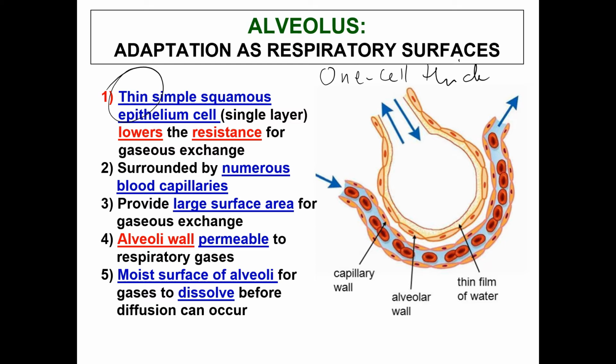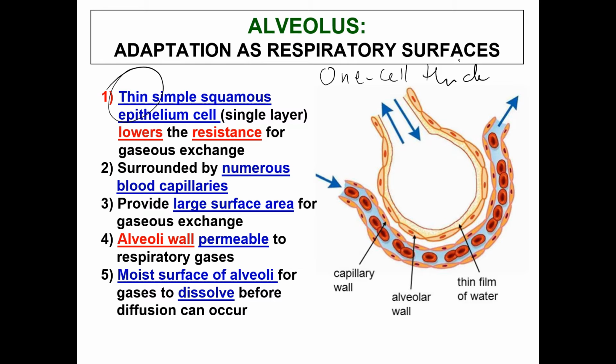The epithelial tissues that make up the surface of the alveolus are simple squamous epithelium cells. You know, we have learned this before. So they are very thin, and the thinness helps to lower the resistance for gas exchange. And there are other characteristics that make the alveoli effective.